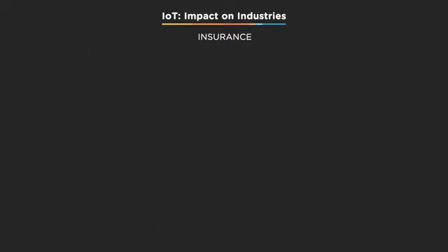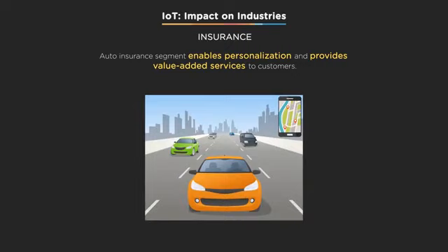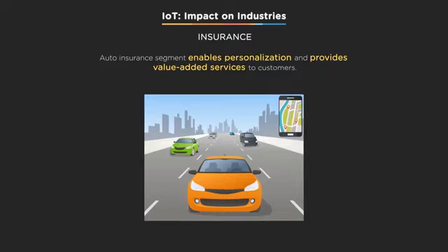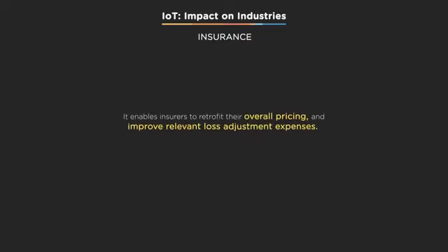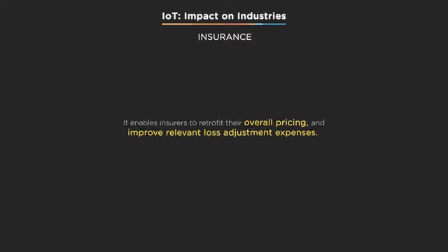Usage-based insurance. Auto insurance segments enables personalization, including being able to provide value-added services to customers. This is achieved through tracking vehicle data on driving patterns with the help of telematics devices fitted to the insured's vehicle. As a result, the insured needs to pay premium only for the actual distance traveled. This advancement, in turn, enables insurers to retrofit their overall pricing and improve relevant loss adjustment expenses.